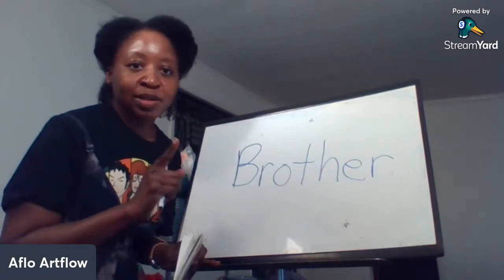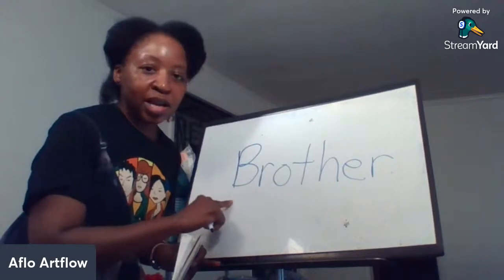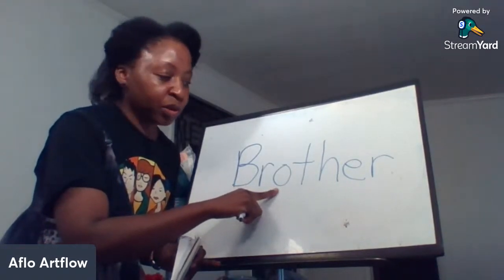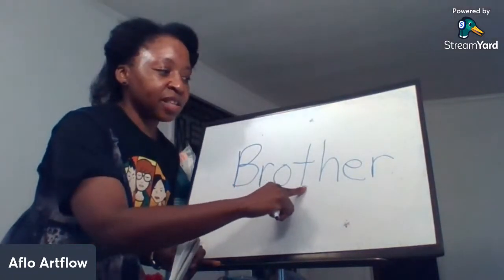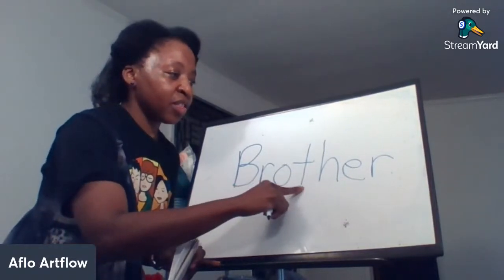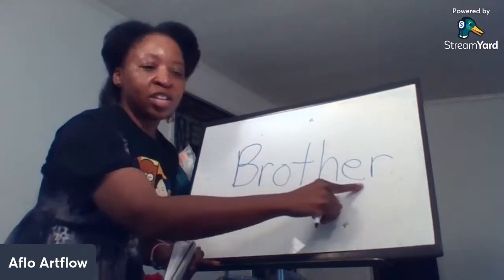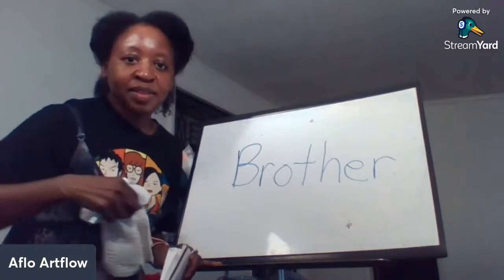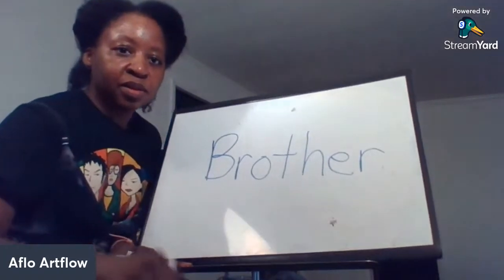The next word, I want you all to add these words to your index cards. BR has the br sound. This O has the u sound in this word. TH has the th sound, and ER. Brother. Brother. BROTHER. Okay. And I hope that this is close enough for you all.